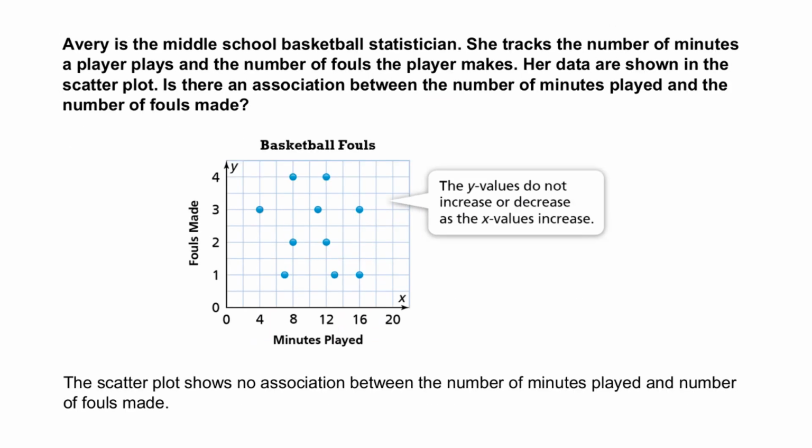For example number 3, it says Avery is the middle school basketball statistician. She tracks the number of minutes a player plays and the number of fouls the player makes. Her data are shown in the scatter plot. Is there an association between the number of minutes played and the number of fouls made? So because this data scatter plot is random, these points are all over the place, they are not going in an upward trend or a downward trend, we would say that this scatter plot shows no association.